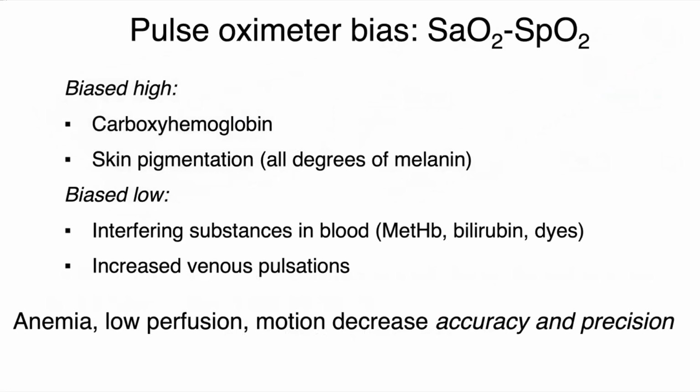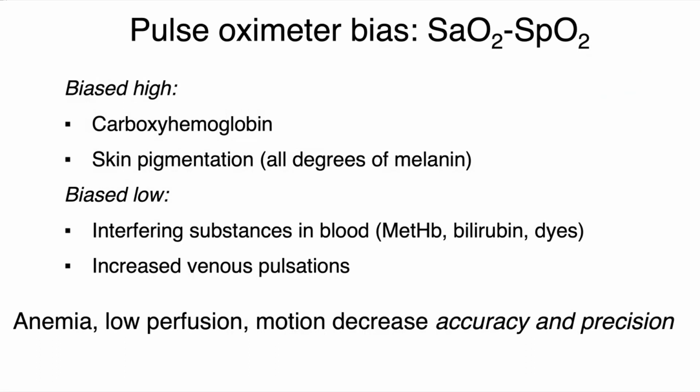When we talk about pulse oximeter bias, there are some components of bias that make pulse oximeters read too high. They're fairly well understood, and included in them are carboxyhemoglobin. And I now think we can say that skin pigmentation biases pulse oximeters too high, although we don't understand the full reason why that happens. Furthermore, this is an issue with any degree of melanin. It's not just very dark skin compared to very light skin.